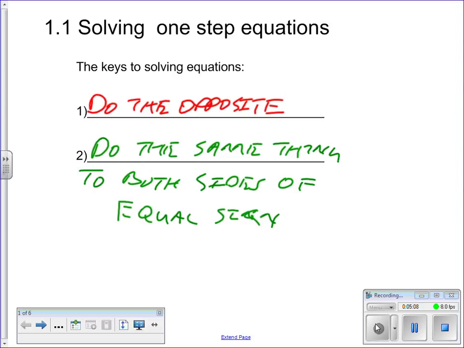You're not going to screw things up beyond repair. You may make things a little harder on yourself by doing extra work, but you're not going to screw it up. Okay? You're not going to screw it up as long as you do it to both sides.